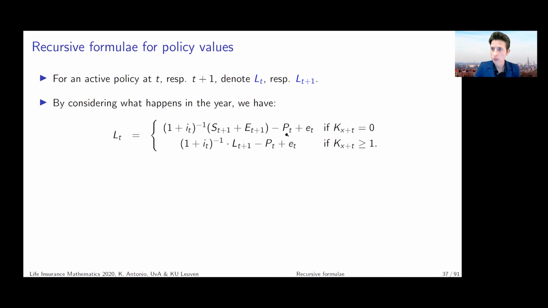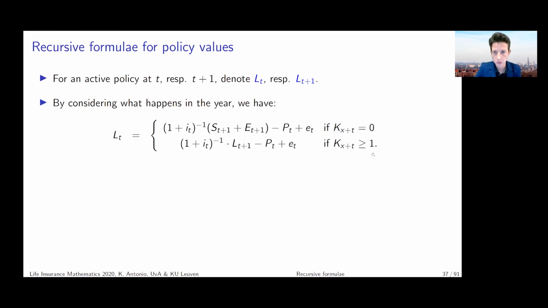But of course, at time t, I will also receive my premium, P_t, and I will have to pay the premium-related expenses at time t, that's the small e_t, right? So an expression for my future loss random variable at time t is given as such. And this is what I need in case my policyholder dies between time t and t plus 1. That happens if the curtate future lifetime of my policyholder, K_x+t, is equal to 0, right? That means that my policyholder dies before reaching age x plus t plus 1.